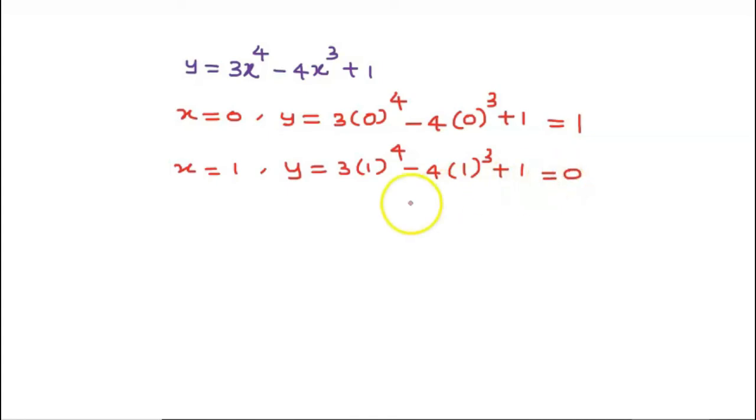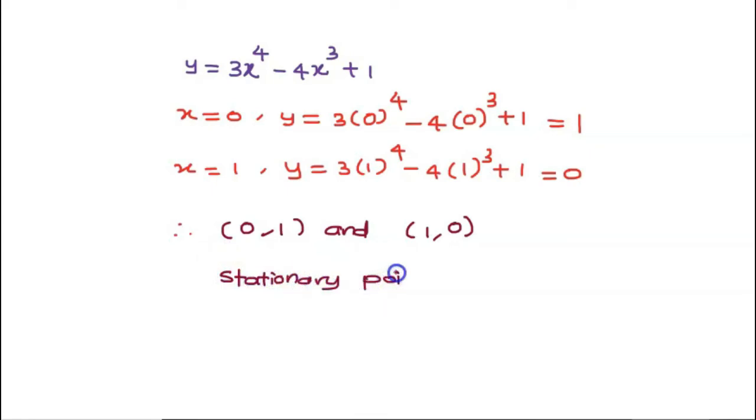where this is equivalent to 0. So this is going to give us the coordinates where the pair x equals 0 and y equals 1 is coordinate (0, 1), and x equals 1, y equals 0 is the other coordinate. So these two coordinates are now the stationary points for this question.